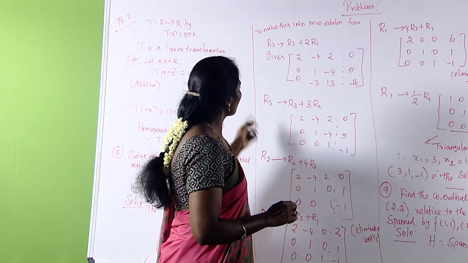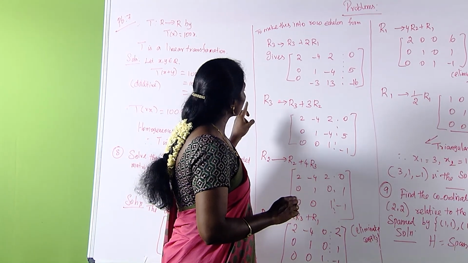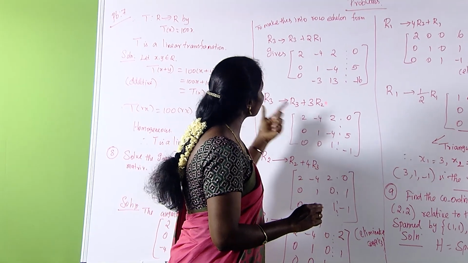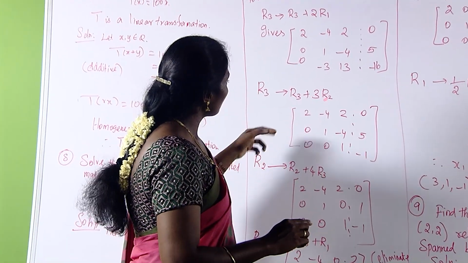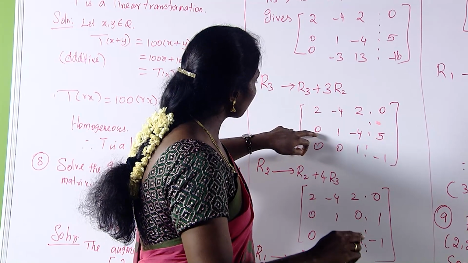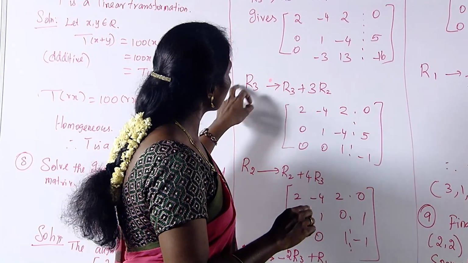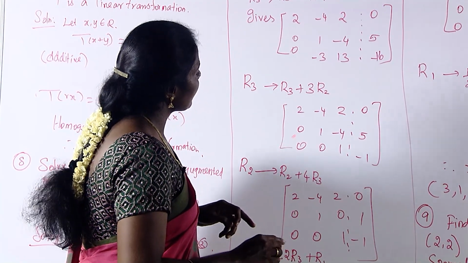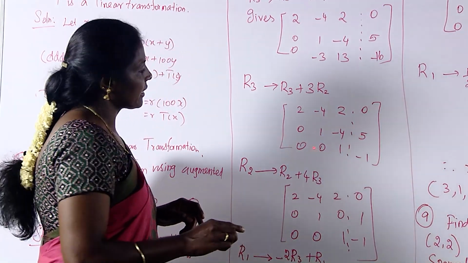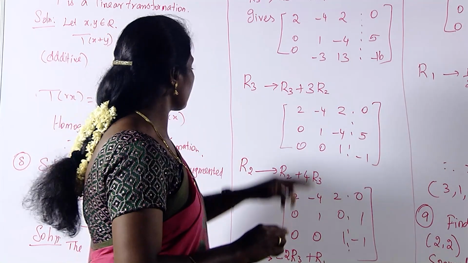And the second one, again R3 can be rewritten as R3 plus 3 times R2, because R2 here you can multiply this entry by 3 plus again addition, you can get R3. So, again we have rewritten this as R3. This is another operation.